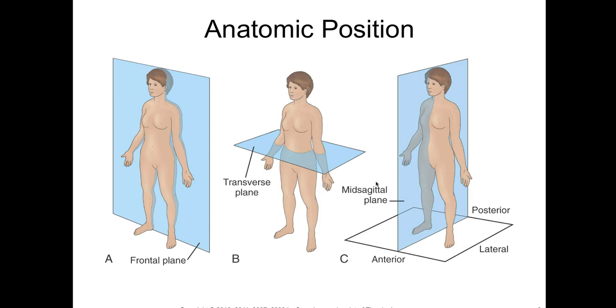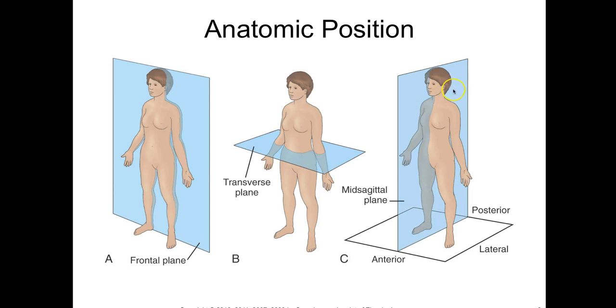And then we have our transverse plane in image B, where it is slicing the body in a horizontal section. So we're dividing the body from the superior or upper portion, from the inferior or lower portion. Again, we can have an infinite amount of transverse planes because we can divide it in so many different areas. And then lastly, we have our mid-sagittal plane. Now this, we only have one plane because it equally divides the body into right and left halves.